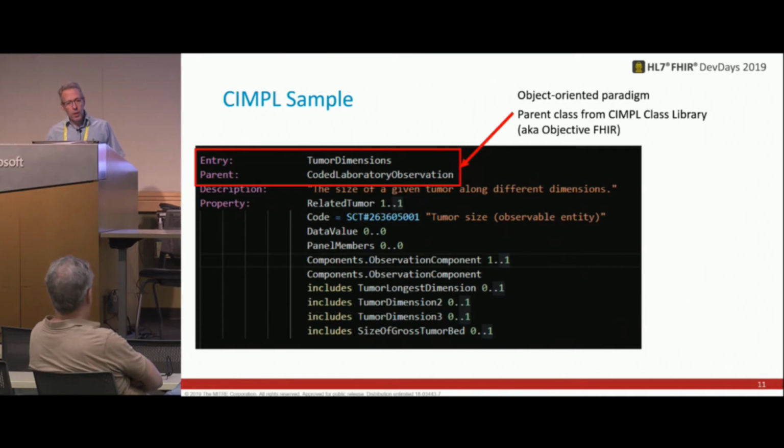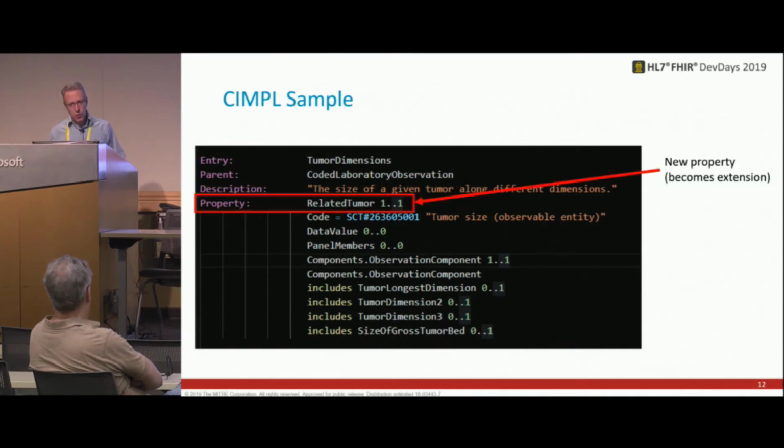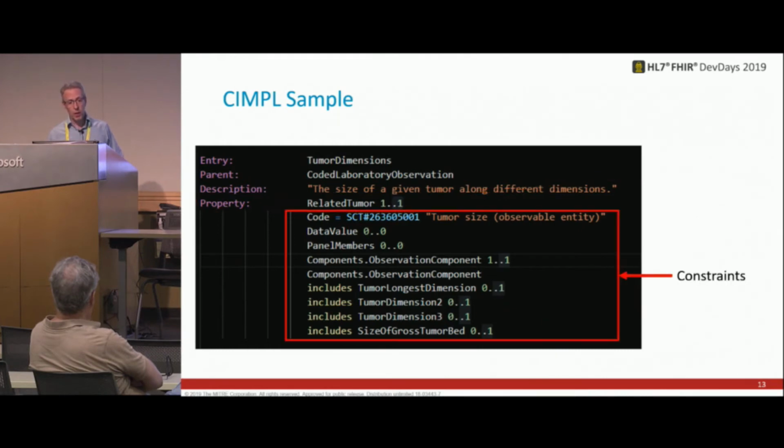Then we have a description, which is pretty self-evident, and then a property, related tumor. So there's an object that represents a tumor in this model, and this is the tumor. This is the measurement that relates to that tumor. So we have to have that, otherwise that doesn't make sense. So it's a new property that will become an extension automatically. CIMPL will produce that without you worrying about what's an extension and what's not.